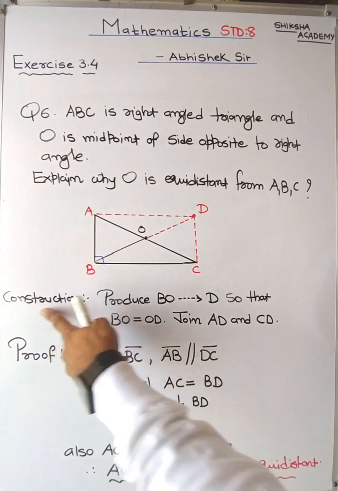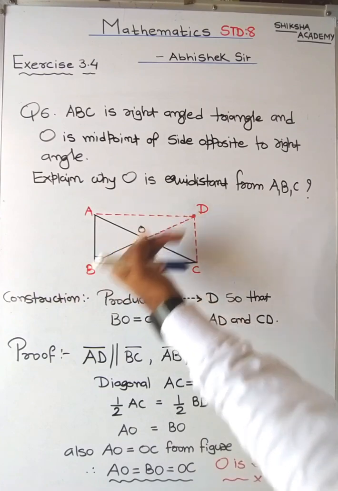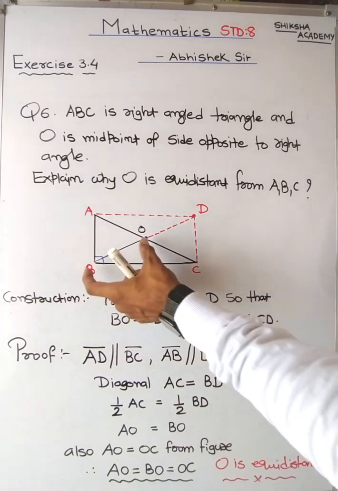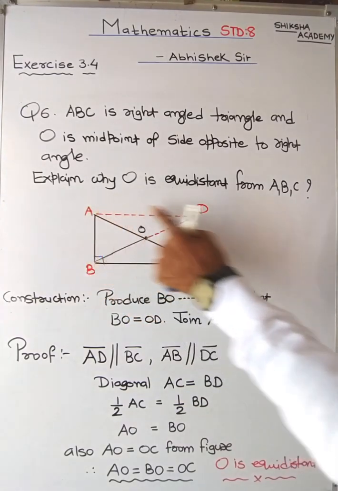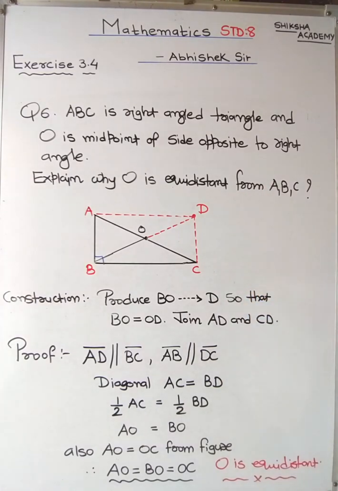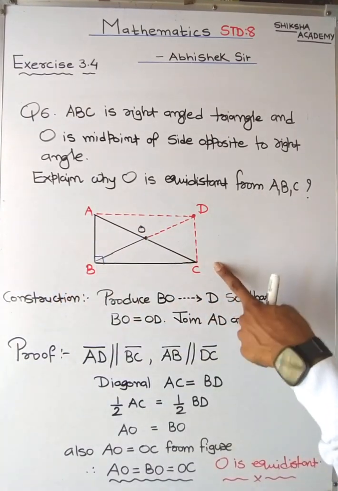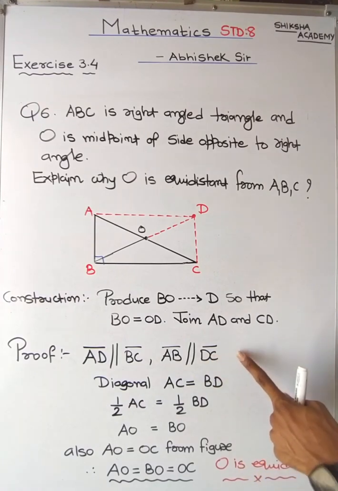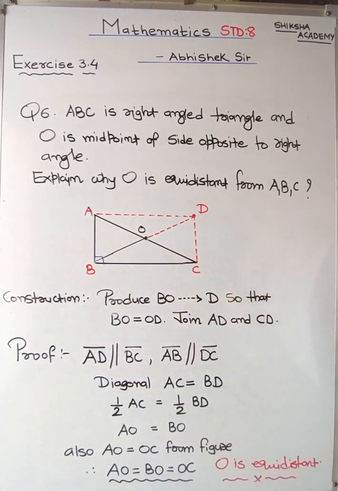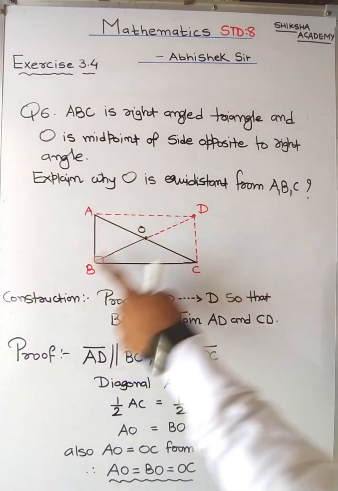Now for construction part we have to produce BO. Produce BO means to draw a line straight with BO till point D, so that BO equals to OD. So BO equals to OD we have drawn, and we have connected that with A and C as well, making this a rectangle. Clear? Now AD is parallel to BC, AB is parallel to DC. Clear? So that makes this a rectangle, and one of the properties of rectangle is that diagonals are equal. Clear? So I have written AC diagonal equals to BD.